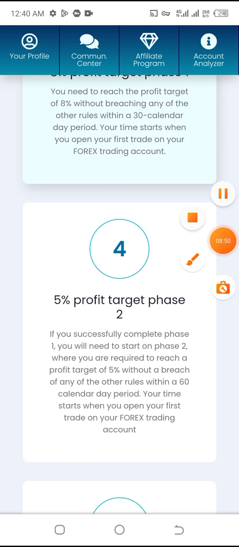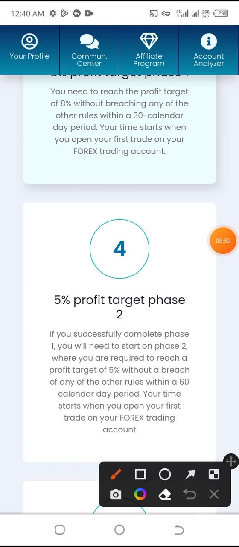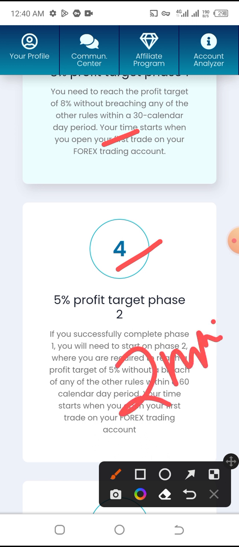Now, when you go to 2%, most people fail. When you pass phase 1, you go to phase 2. Most people fail phase 2 because of rushing. They give you 2 months, guys, to only make 5%. But in these 2 months, the rules remain the same.